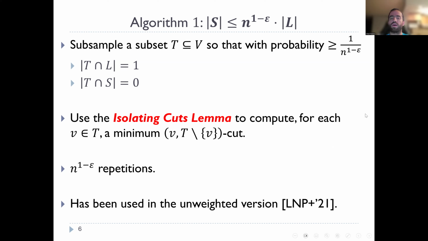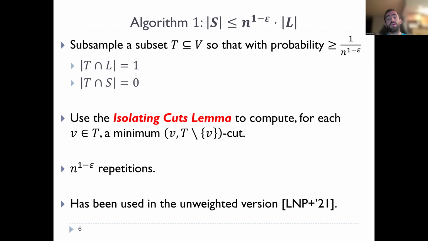So our algorithm can be described by three algorithms. Each one specializes in different settings. The first algorithm is for the case where S, which is the separator in the global minimum cut, is small. So let's say we have a global minimum cut that has the separator S, and then there are the part L and then the part R. If you remove S, then L and R are going to be disconnected.